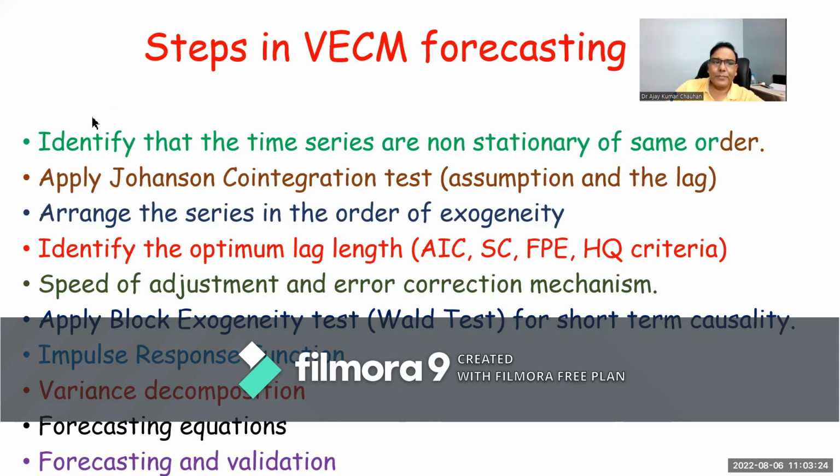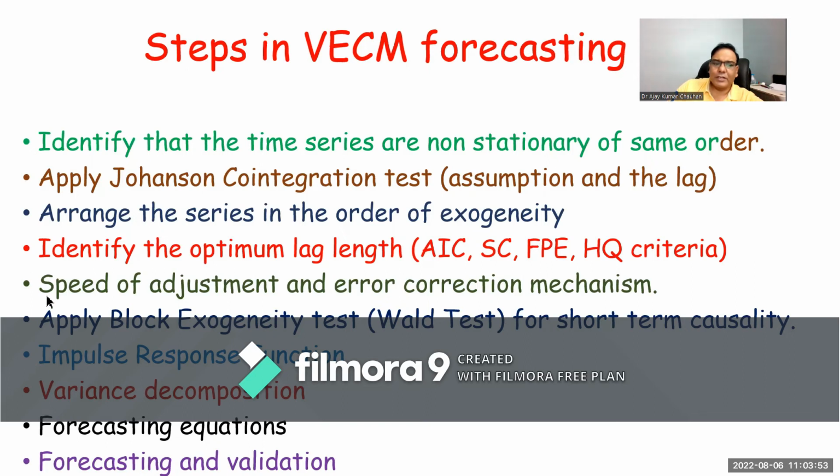Identify that the time series are non-stationary of the same order. Apply the Johansen co-integration test, with the assumption and the lag. We have to check with different assumptions and different lags, because these two play a very important role. If you change them, the hypothesis testing will change. Arrange the series in the order of exogeneity as we do in VAR. Identify the optimum lag length.